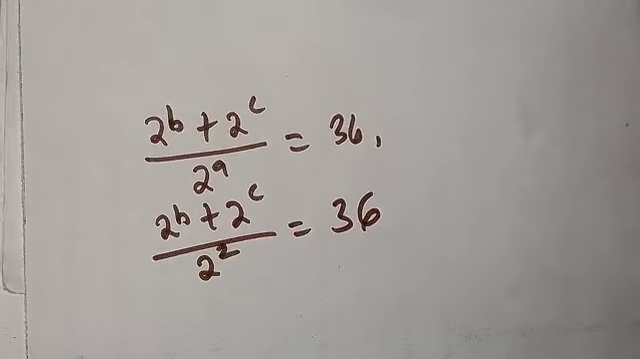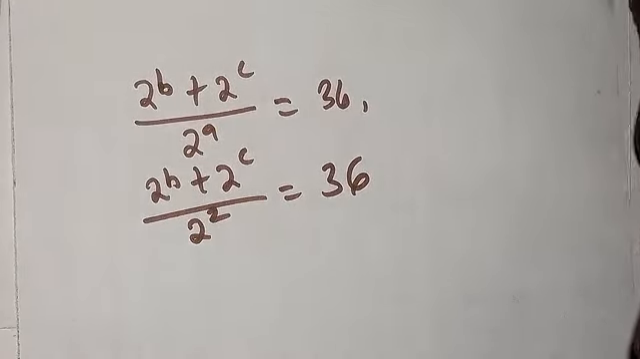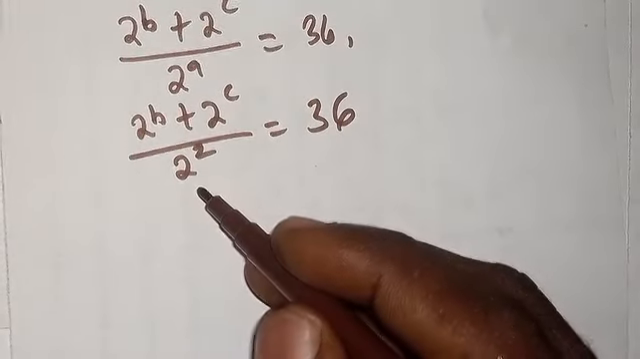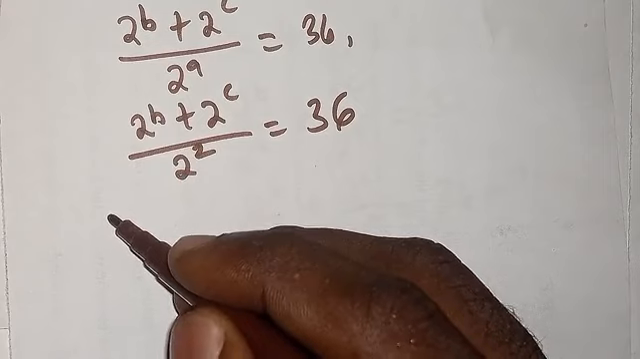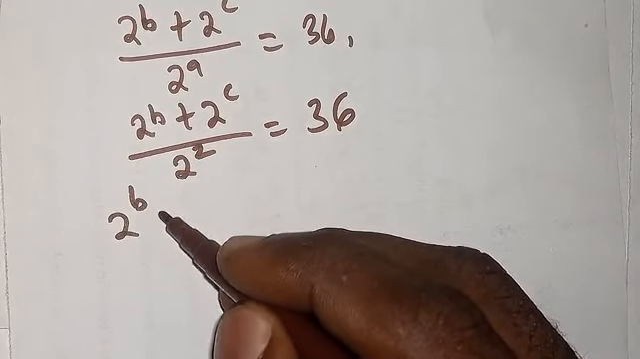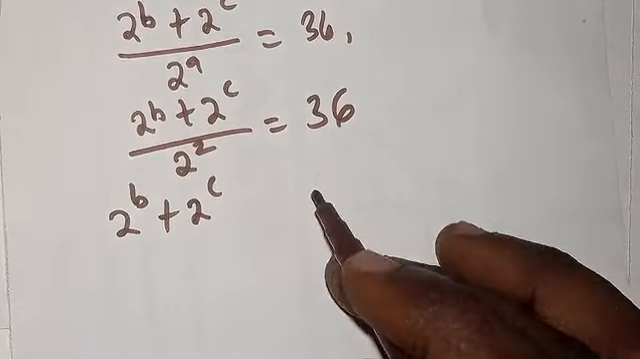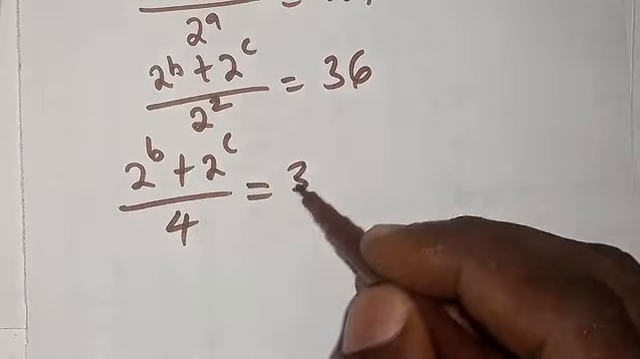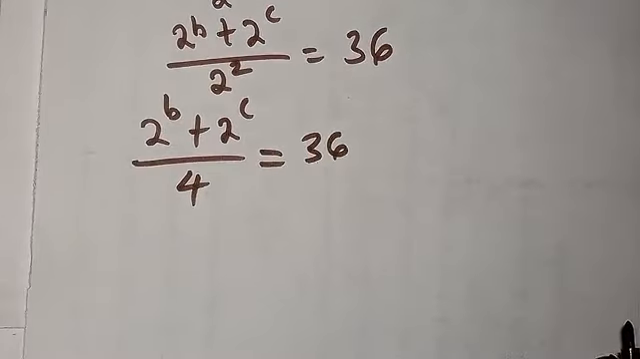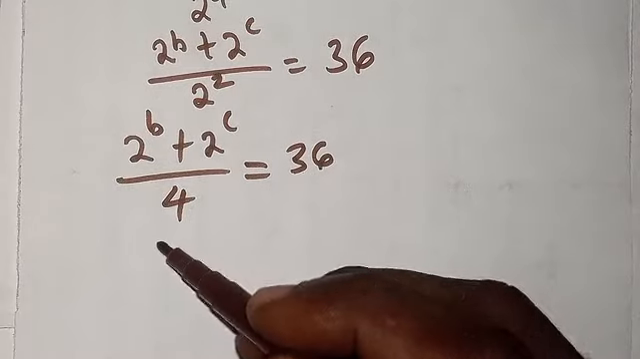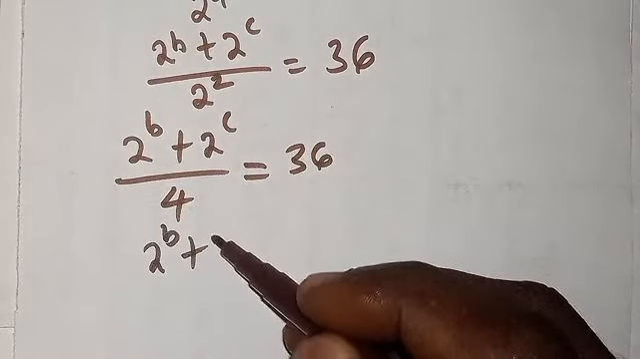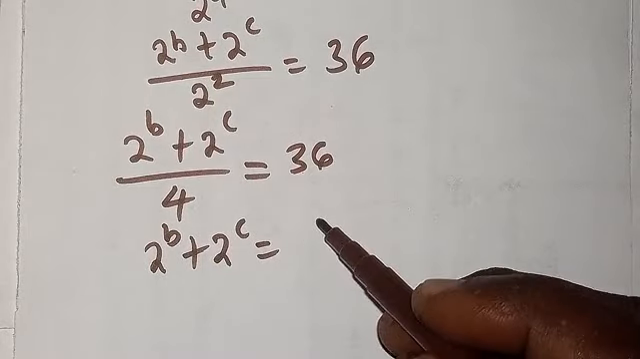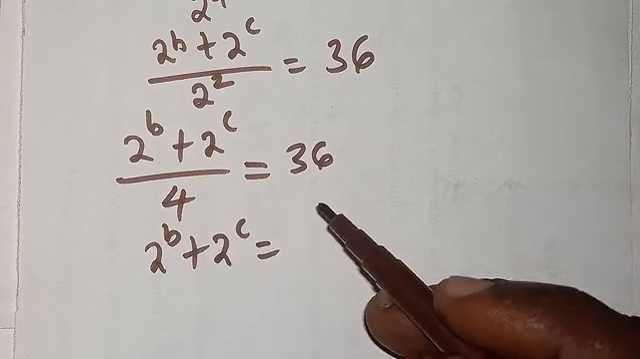Are you following? So now from there, we're going to have 2 to the power b plus 2 to the power c over 4, which equals 36. Are you following? So now from there, we have 2 to the power b plus 2 to the power c equals 36 times 4. So we're going to have 36 times 4.